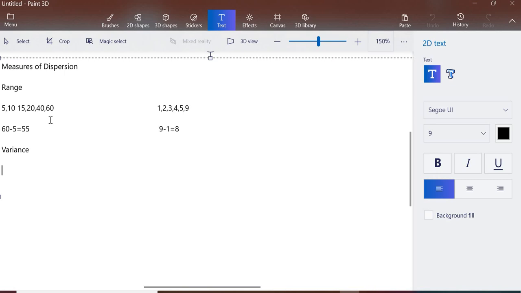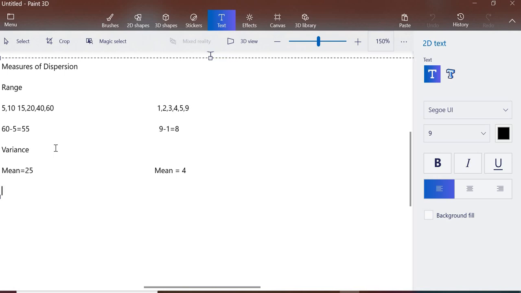So how can we calculate it? For that, first of all, we have to calculate the mean. For the first data set, what is the mean? I'm skipping the calculation of each step, and the mean is 25. For the second data set, the mean is 4.